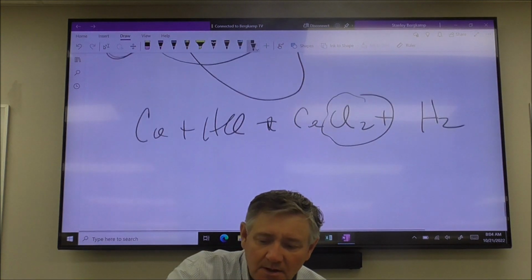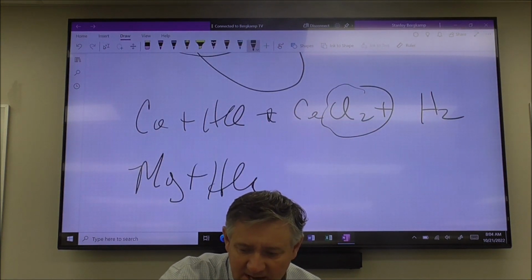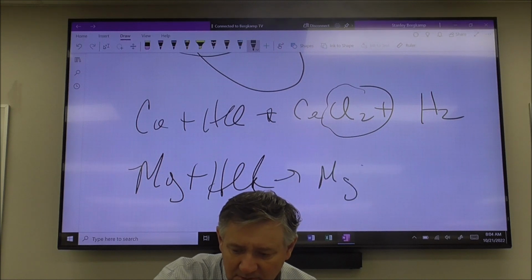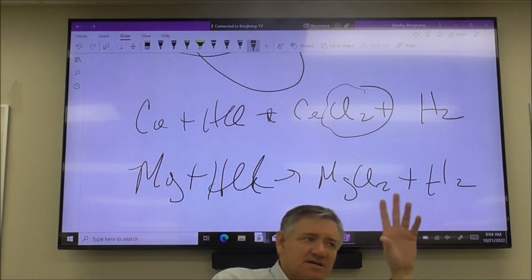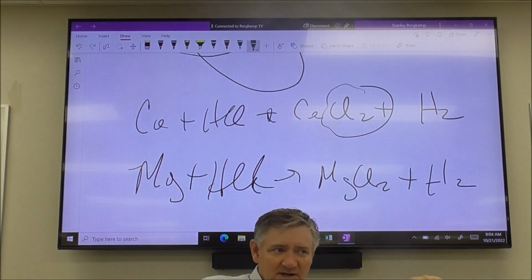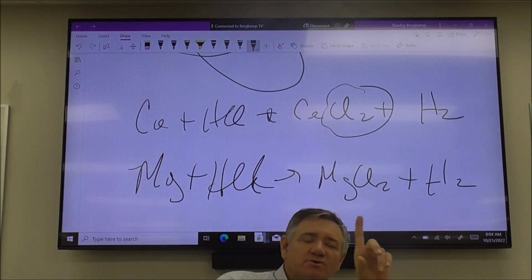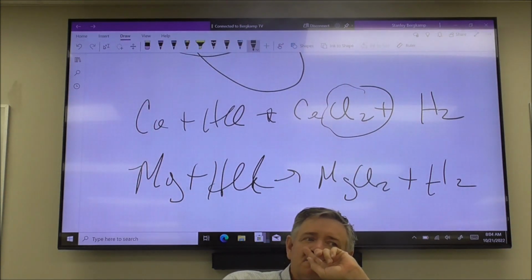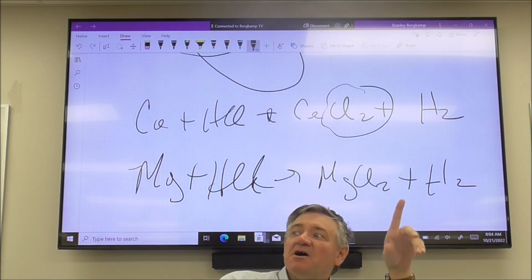Now, when you did magnesium, guess what? It's the exact same reaction. You got magnesium chloride and hydrogen gas. Now, which reaction took place more vigorously? The calcium and the hydrochloric acid or the magnesium and the hydrochloric acid? Which one took place more vigorously? Parker? The calcium. Yeah.